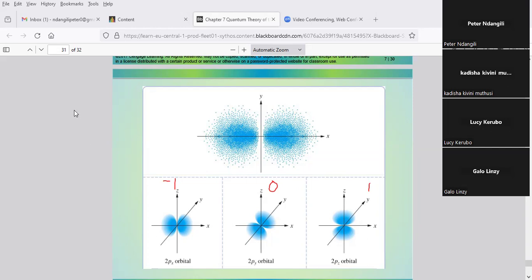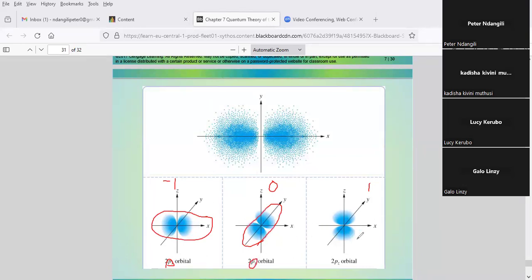Yes. Now, if you look at this slide that I'm showing here, this is a p orbital lying on a 3-dimensional Cartesian plane. And you'll realize that this one is lying on the x-axis. And we are calling it px orbital. The second one here is lying on the y-axis. And we are calling it py orbital.